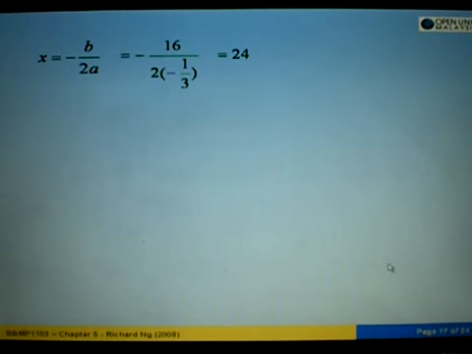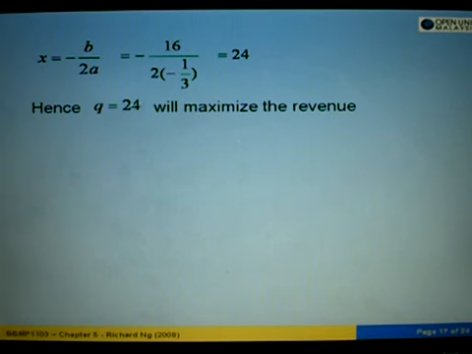From here, in order to find the maximum or minimum, we have to use the formula x equals negative b over 2a. Substitute b with 16, substitute a with negative 1 over 3. The answer is 24. Here x represents Q just now. Therefore, Q equals 24 will maximize the revenue, since a is negative. Negative means maximum.